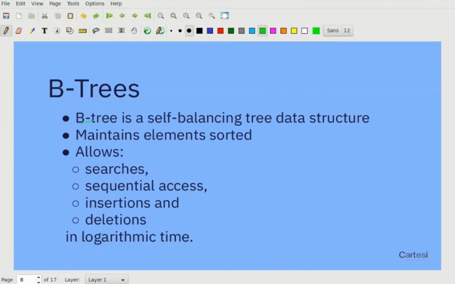And that's where B+trees come into play. They're self-balancing, meaning that no matter what you do in terms of inserting and removing, they always keep that nice shape. They keep the elements sorted, and they allow for several different operations. You can search as in the binary tree. You can access them sequentially, like the smallest, the second, the third, and so on. Insert and delete, everything in logarithmic time. Actually, sequential access is in constant time.